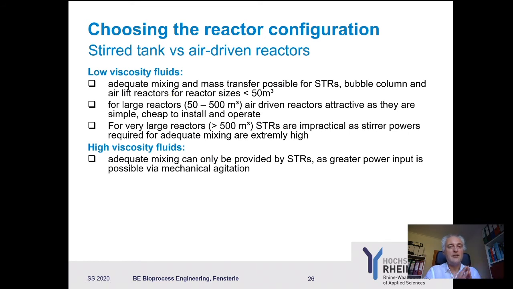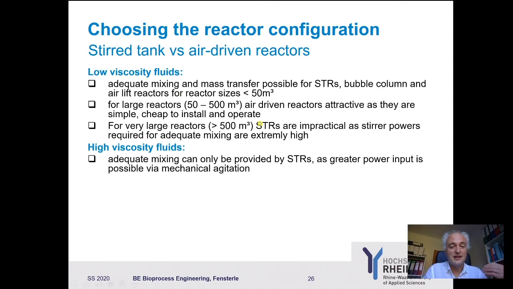Because if you have a high viscosity fluid, you sparge in your air, the air just gets stuck there and there is no mixing, nothing. So you can only operate with high viscosity fluids if mixing is brought in with your stirrer, and that's it. Of course, the higher the viscosity, the higher the stirrer power you need. And therefore, of course, a high viscosity bioreactor is limited with respect to the size.